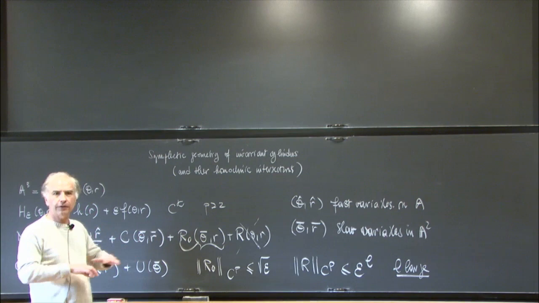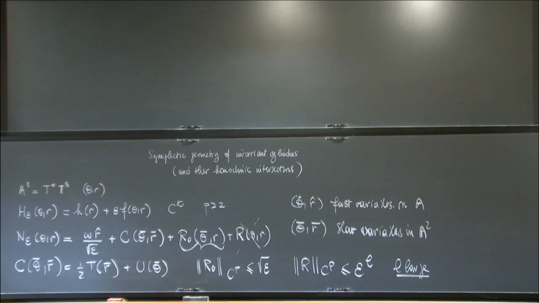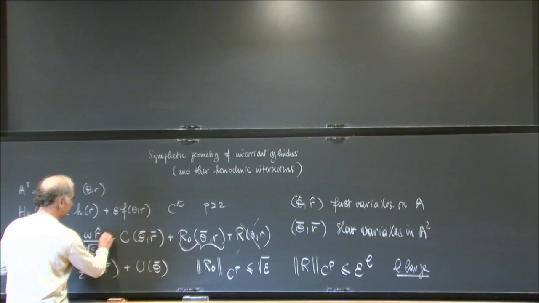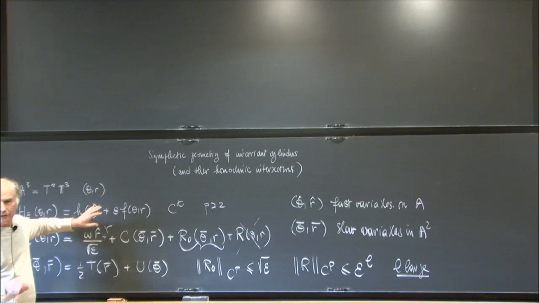Question: So you were saying that this is simplified because... Simplified just because there is no R. Yes, exactly. You have here a complementary part of the Hessian of the integrable H. So I neglect it, but it's not really important.